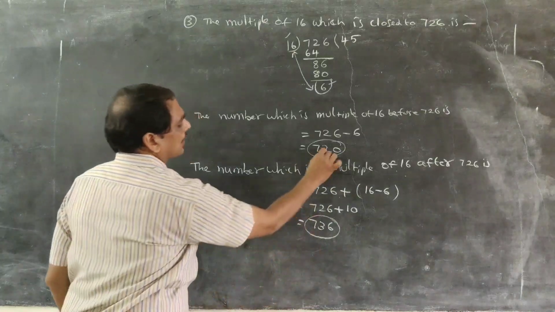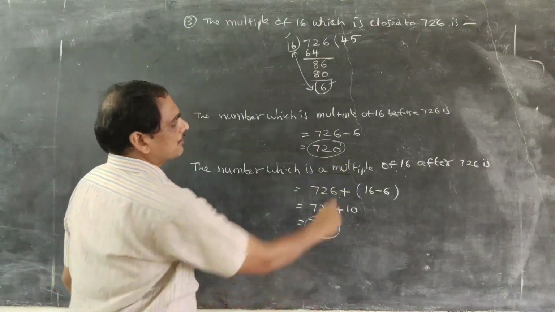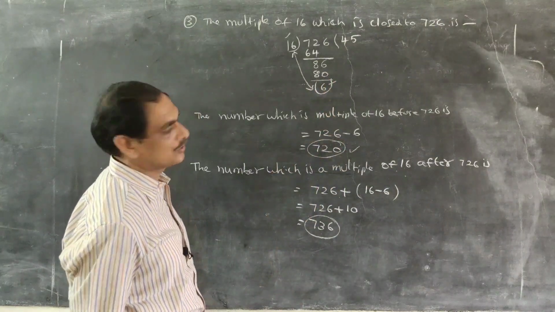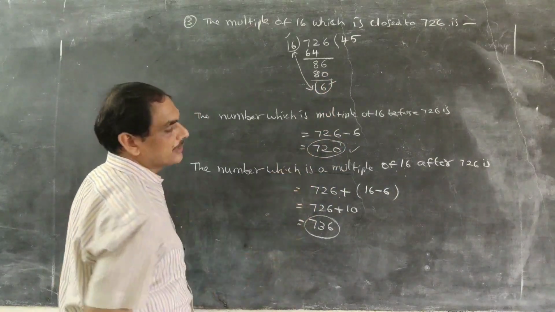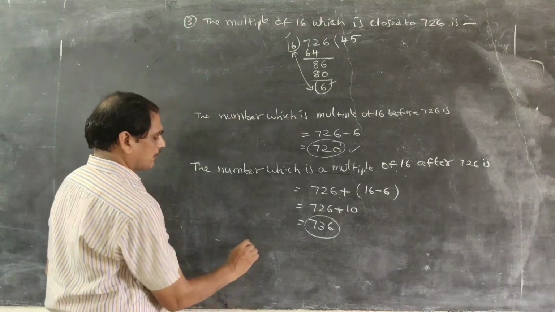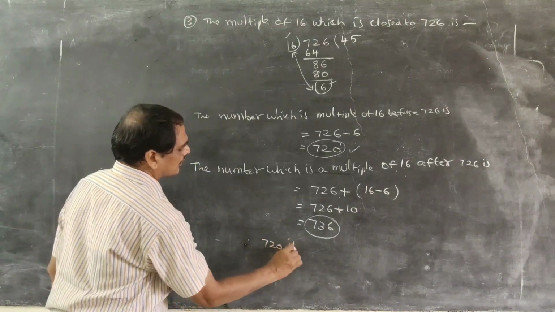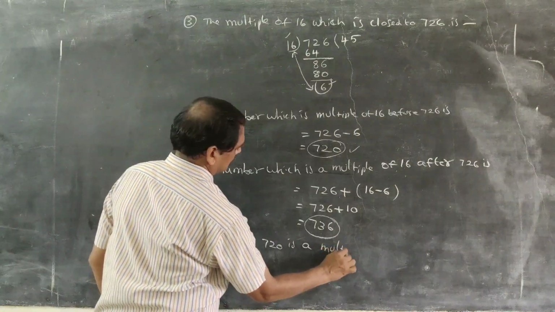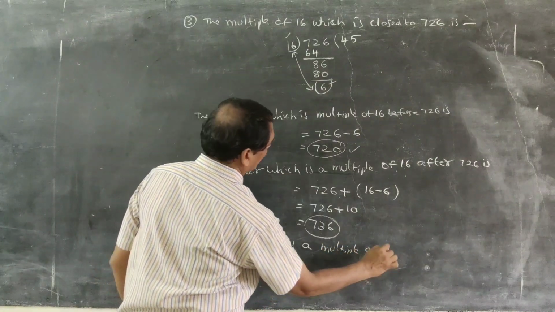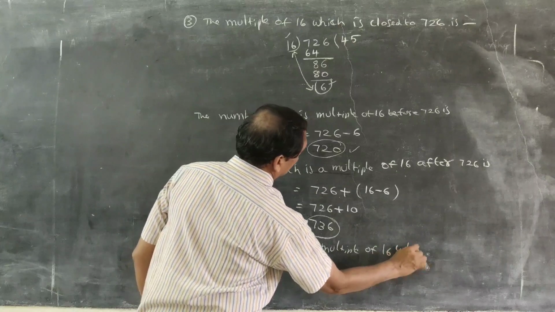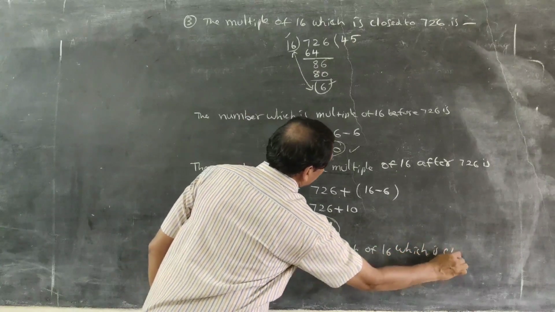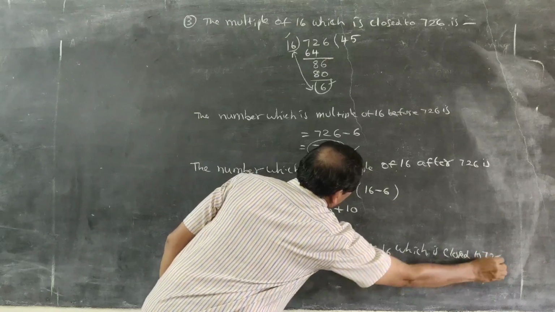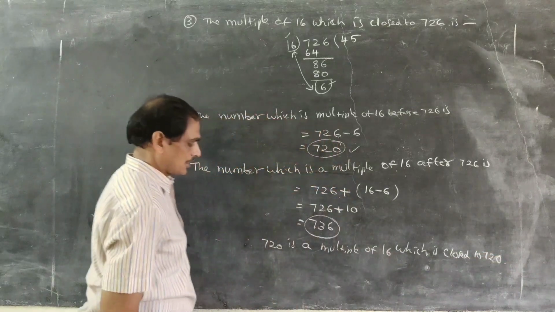Of these two, 720 is closer to 726. We observe these two numbers and easily say that 720 is the multiple of 16 which is close to 726.